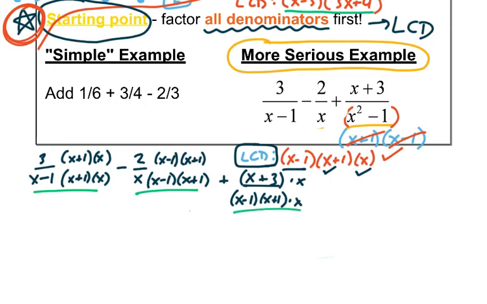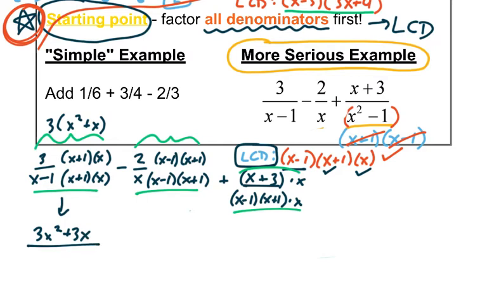Again, I'm going to keep it factored. I'm not going to multiply out yet. But I think I will multiply out the numerators now so that I can combine everything pretty easily. Okay, so on the top left, that's basically 3 times x squared plus x. So really, that fraction becomes 3x squared plus 3x over our LCD.